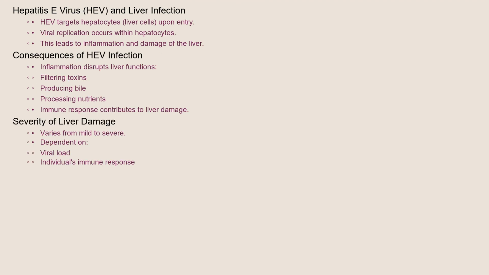Once HEV enters the body, it targets the liver cells, known as hepatocytes. The virus replicates within these cells, leading to inflammation and damage. This inflammation disrupts the liver's normal functions, like filtering toxins, producing bile, and processing nutrients. The body's immune system also contributes to the liver damage as it attempts to fight off the viral infection. The severity of liver damage varies from mild to severe, depending on the viral load and the individual's immune response.